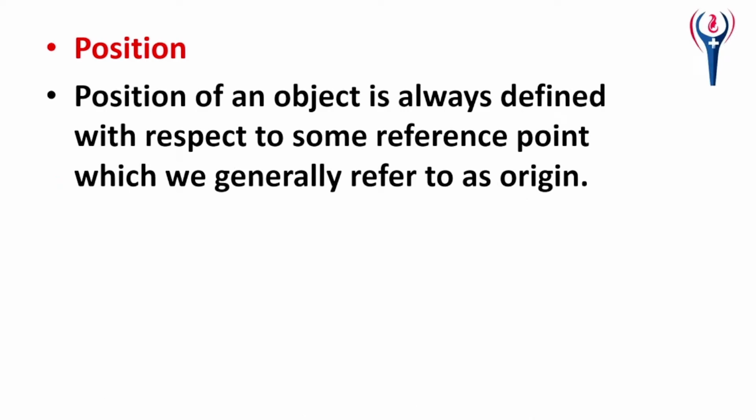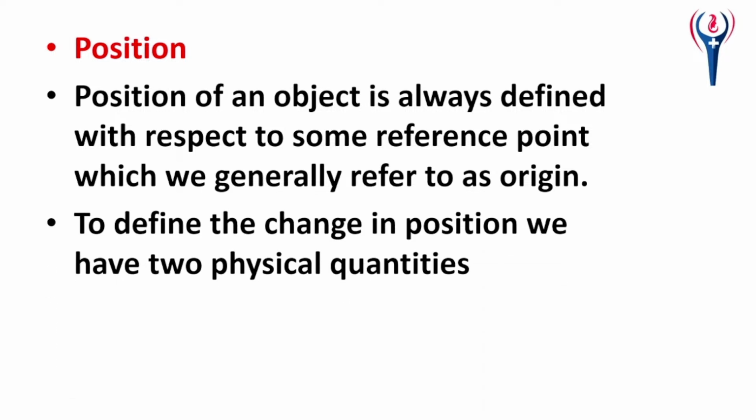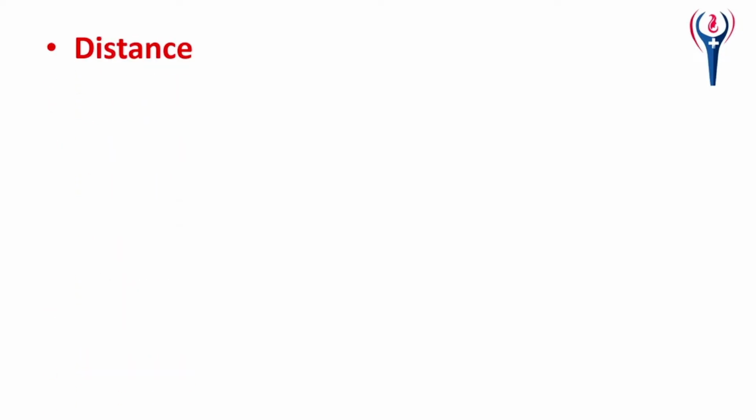Position. The position of an object is always defined with respect to some reference point. To define the change in position, we have two physical quantities.